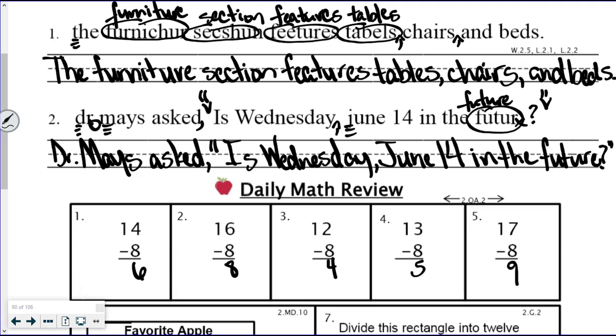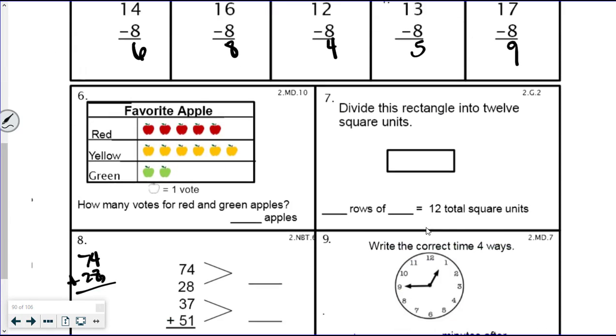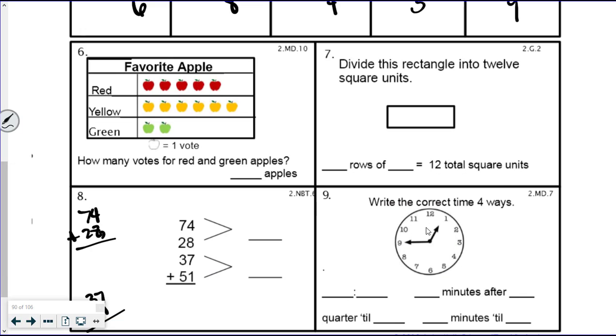Okay, let's see. We'll get down to this graphing problem. How many votes for red and green apples? So we're trying to figure out how many votes for red and green. So we had 5 plus 2 equals 7. So 7 apples. Or 7 votes is what it should say. I don't know why it says apples.